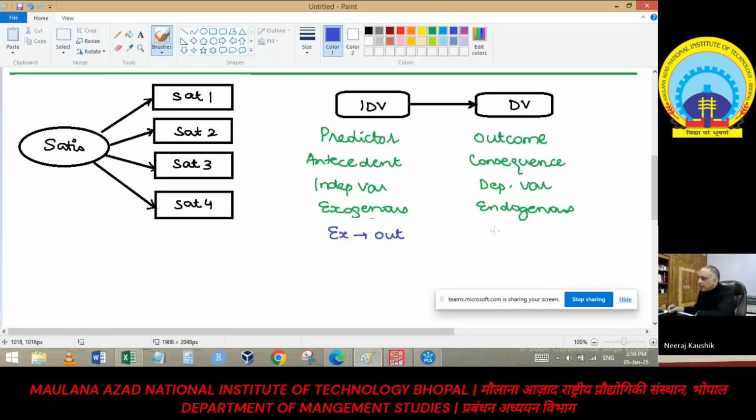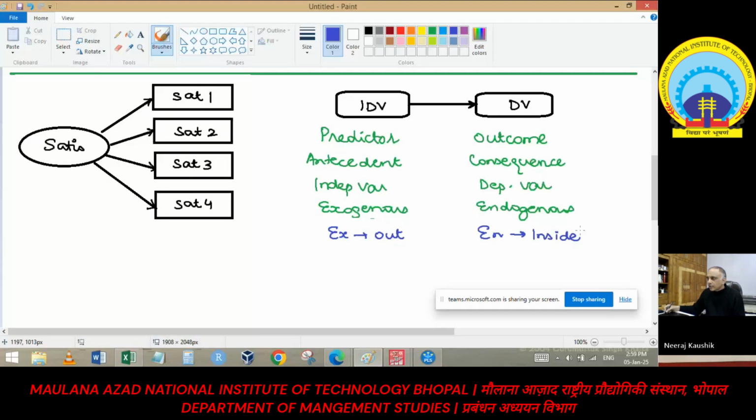Endo: EN means inside. Whether you talk about an embedded system, entry, or enter, it is always inside. So the endogenous variable is the variable where the arrow goes inside. From independent variables arrows go outside; into dependent variables arrows go inside. Does this make sense? So the independent arrow goes out, the dependent arrow goes inside.